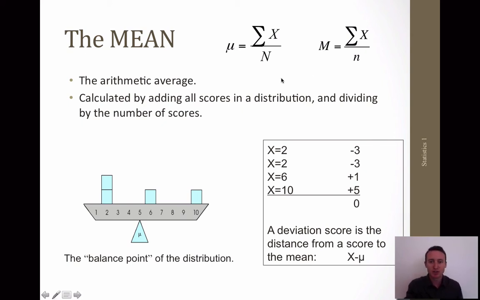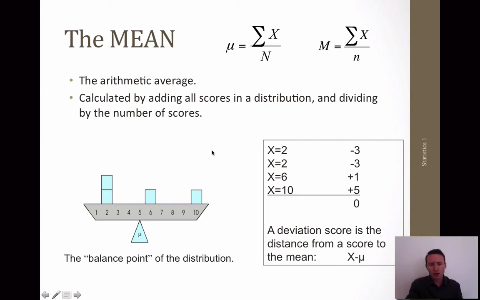We simply use different notation to indicate whether or not we're dealing with a population or a sample. So keep track of your notation, because it is really important to organize populations differently than samples, because eventually the calculations do become different. That's it though.